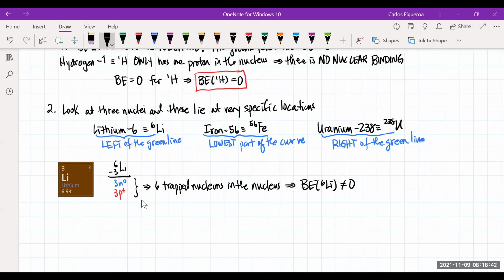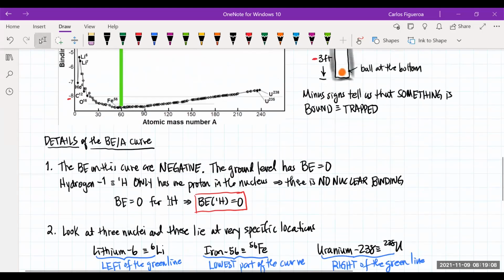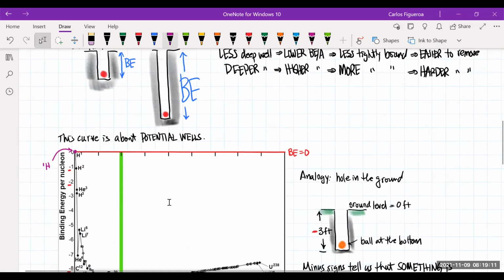So the question is, what does this mean picture-wise? Well, the way we look at it is like this. We have a nucleus. We have 3 protons and 3 neutrons trapped within the nucleus. So the question is, what does the binding energy per nucleon curve look like? So let's go up and look at lithium now. What you're seeing here is that this is lithium 6 right there.